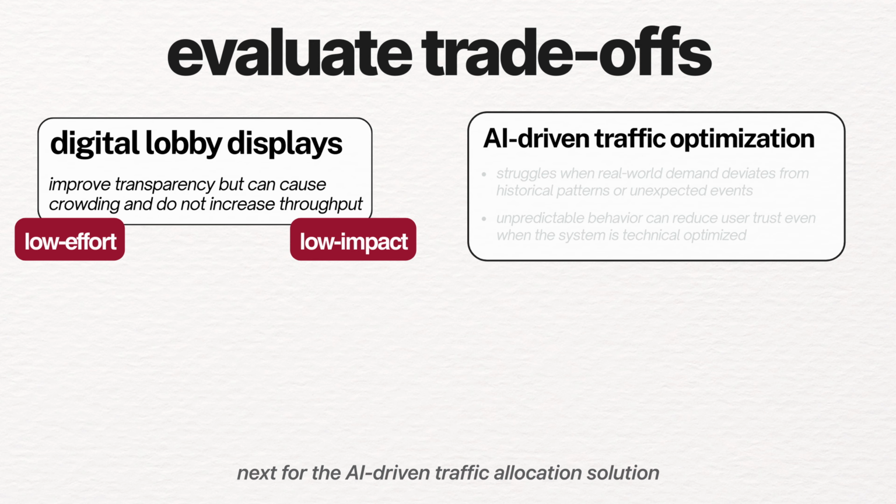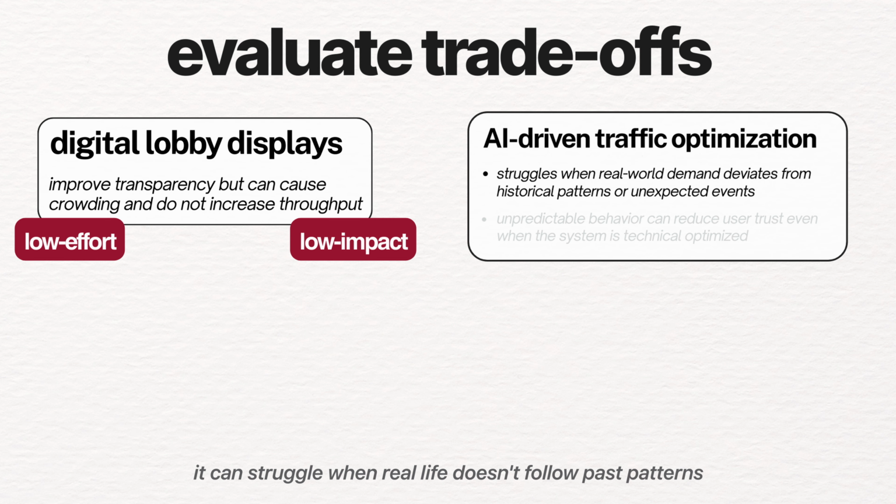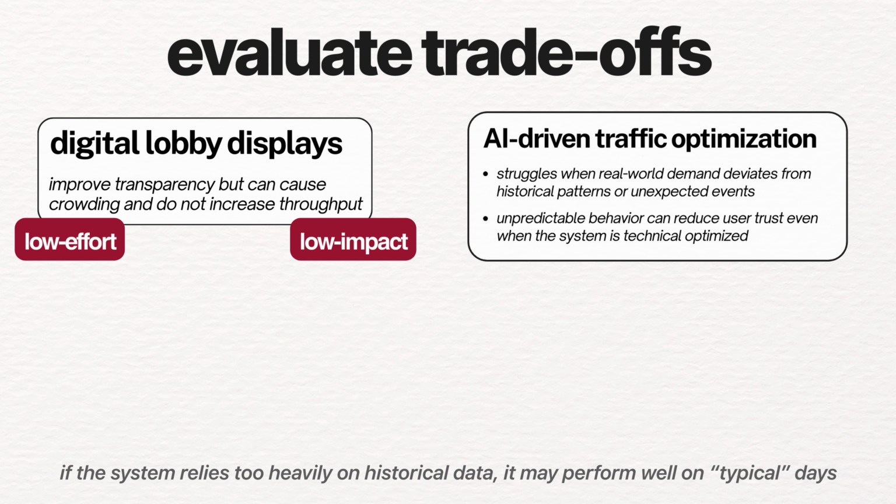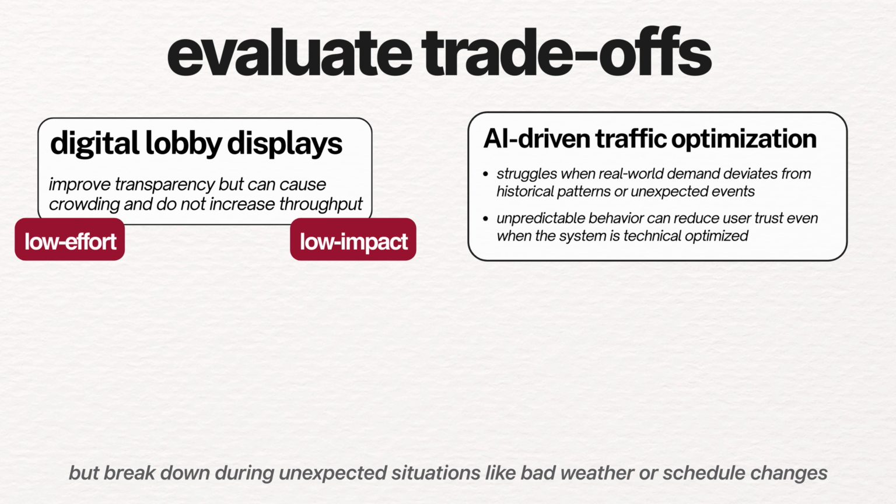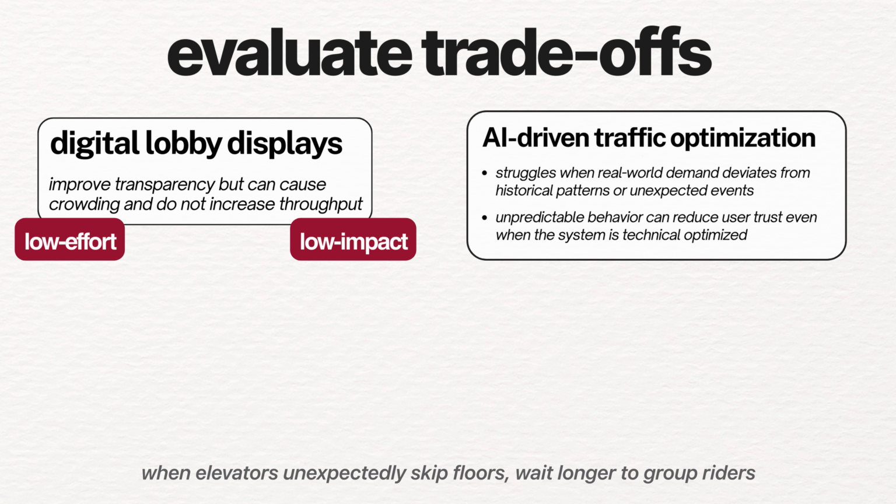Next, for the AI-driven traffic allocation solution, it can struggle when real life doesn't follow past patterns. If the system relies too heavily on historical data, it may perform well on typical days, but break down during unexpected situations like bad weather or schedule changes. When elevators unexpectedly skip floors, wait longer to group riders, or behave in ways that users don't expect, people may assume that something is wrong even if the system is technically working as intended.